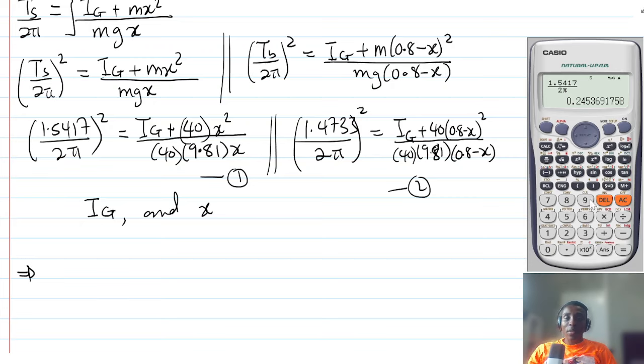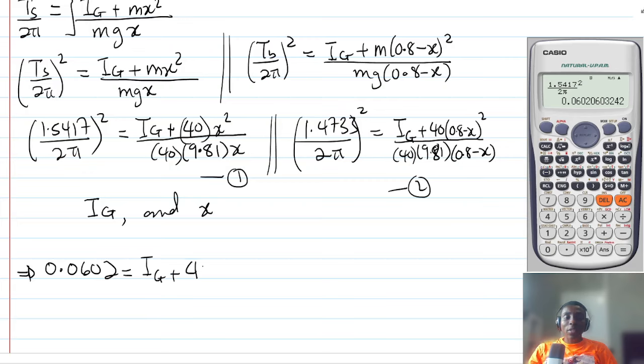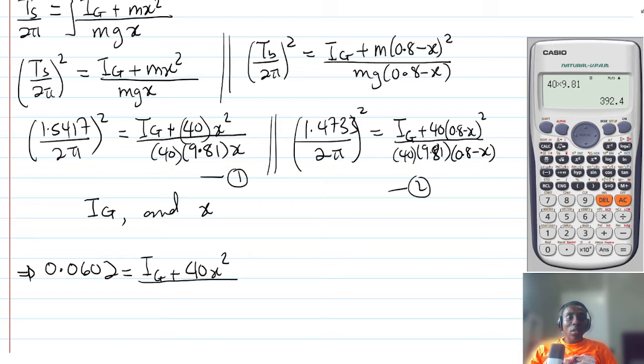If you do this and square it, you get 0.0602. So 0.0602 will be equal to everything here. It's going to be Ig plus 40x squared, divided by 40 multiplied by 9.81. And that gives us 392.4, right? So we have 392.4.